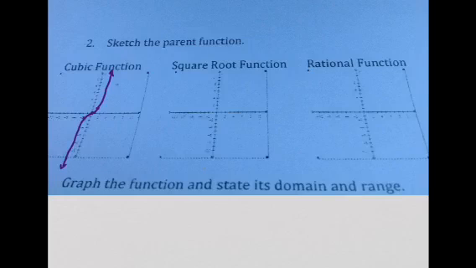That's a cubic function. The square root function is 0, 0, 1, 1, 4, 2, so it goes something like this. The rational function, it's not the rational squared, so it's 1, 1, 1 half 2, 2, 1 half. It's the one that has two branches, one in quadrant 1 and the other one in quadrant 3. So negative 1, negative 1, negative 2, negative 1 half, negative 1 half, negative 4. Remember, it never touches the x and y axis. It gets very close. And that's all there is to this one.